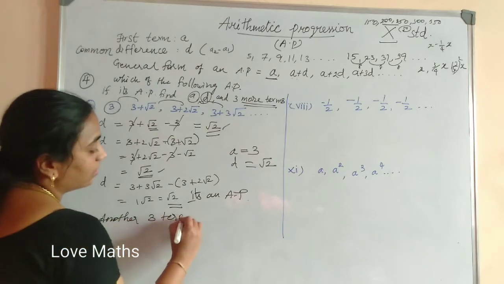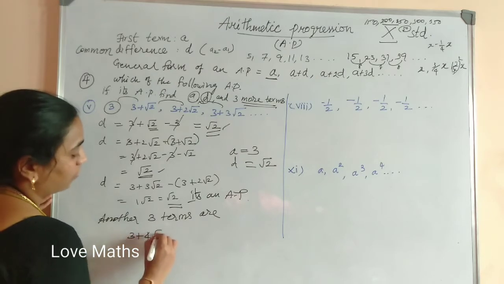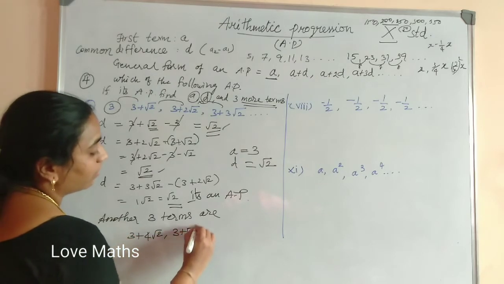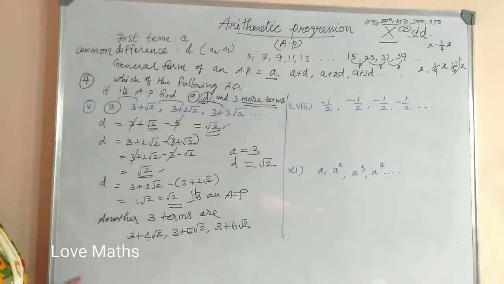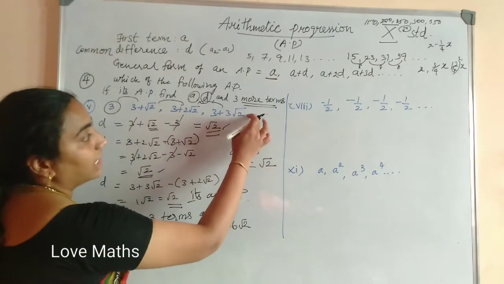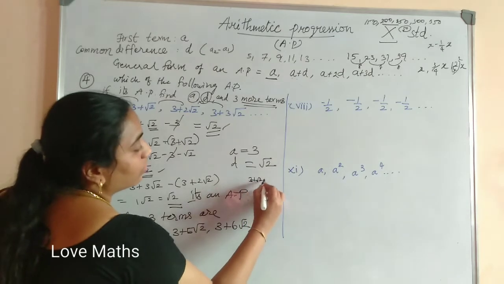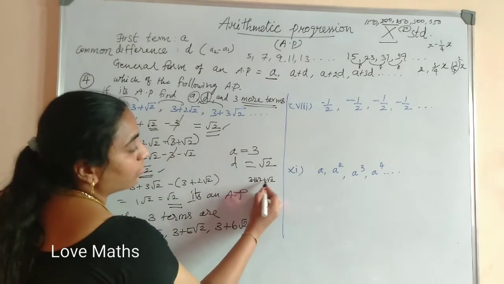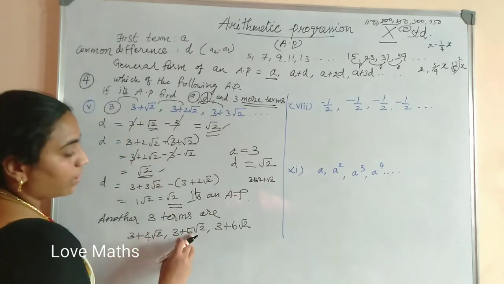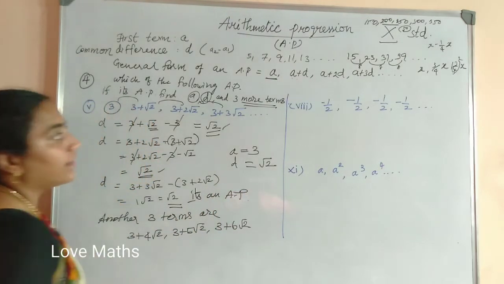3 terms are 3 plus 4 root 2, 3 plus 5 root 2, 3 plus 6 root 2. That's all. If it is an AP, you just add the D here. For example, 3 root 2 plus 1 root 2 is 4 root 2, 4 plus 1 is 5 root 2, 5 plus 1 is 6 root 2. That only I did. Is it clear?